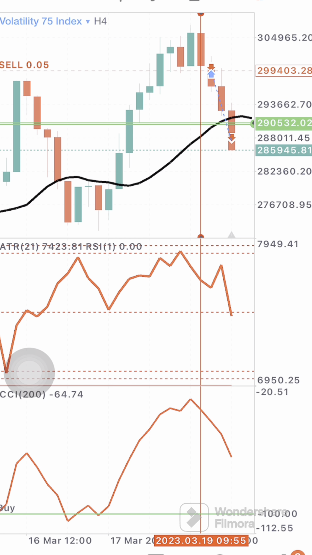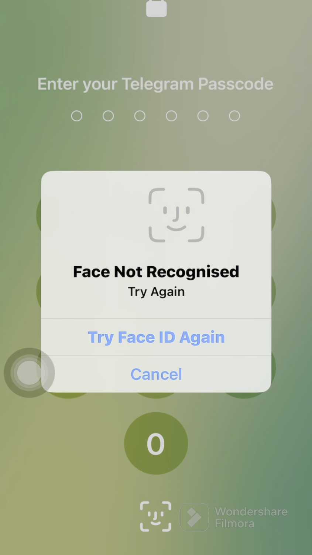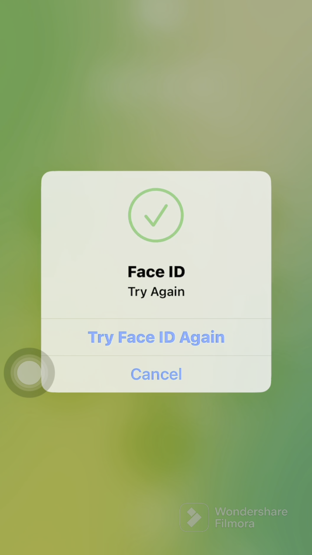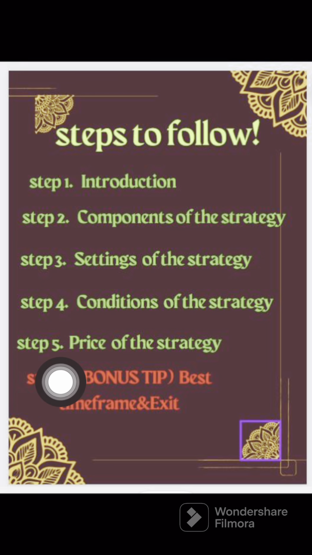That has to do with boom and crash price action when it comes to this volatility 75 index price action aspect. And the last but not least, I'm going to give you the final two things. Step 5, which is the bonus tip: the best time frame and the exit for this strategy. Which is the best time frame to trade this strategy? Basically, as far as I'm concerned, I'm using the 1 hour and 15 minute charts, and I use the 5 minute chart for my entry confirmation trigger. That's how I use it.